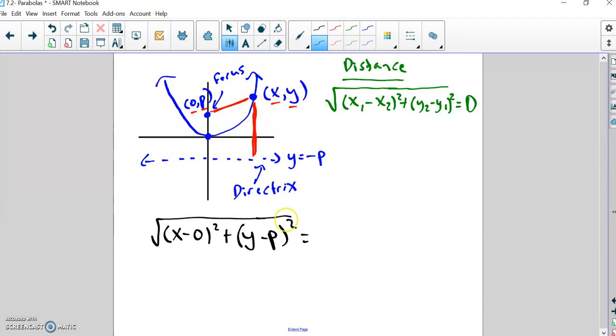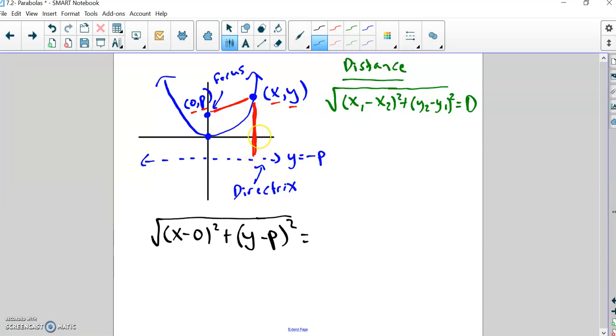So this right here represents the distance from (x, y) to (0, p). That distance needs to be the exact same as the distance from (x, y), this point, straight down to this directrix, okay? Now this is always confusing for people, so stick with me here.